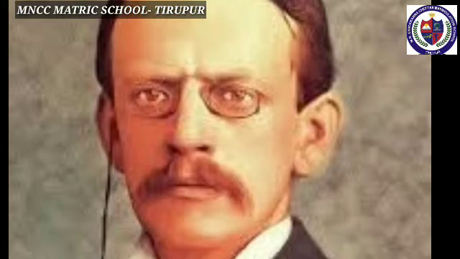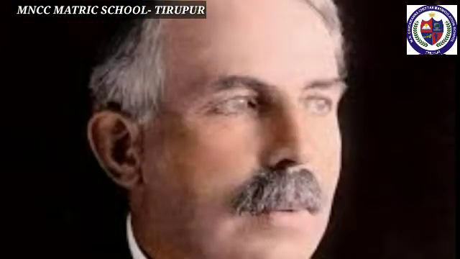Next one is Thomson's theory. In 1897, J.J. Thomson proposed a different theory. He compared an atom to a watermelon. His theory proposed that the atom has a positively charged part like the red part of the watermelon, and in it are embedded, like the seeds, negatively charged particles which he called electrons. According to this theory, as the positive and negative charges are equal, the atom as a whole does not have any resultant charge.